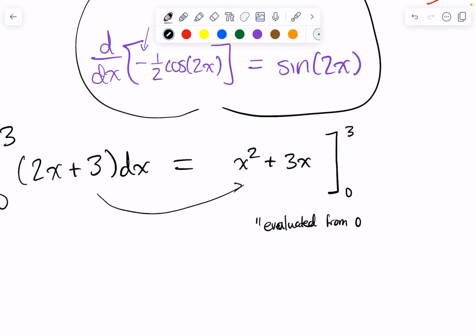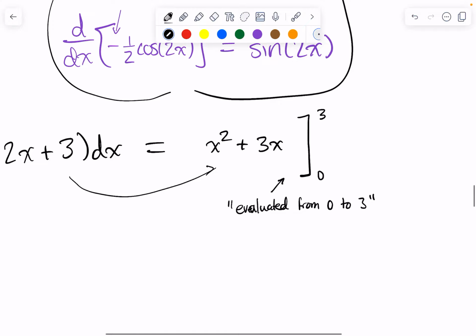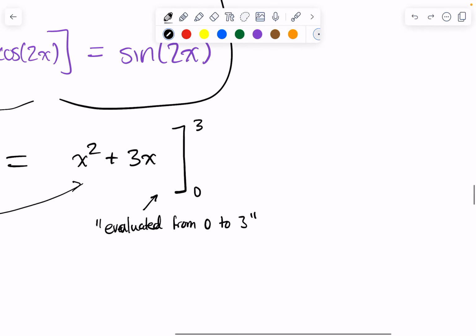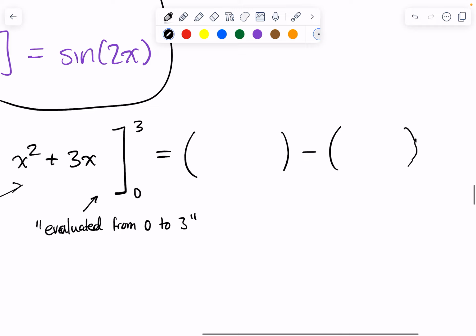Evaluated from 0 to 3. You're going to see this kind of stuff come up on the AP test too, but it's also just so much nicer to write than all of this stuff, right? You actually don't need to write all that. You just got to know what this means and use this symbol, and it's a lot quicker. So again, now let's actually plug in the numbers and just use the fundamental theorem.